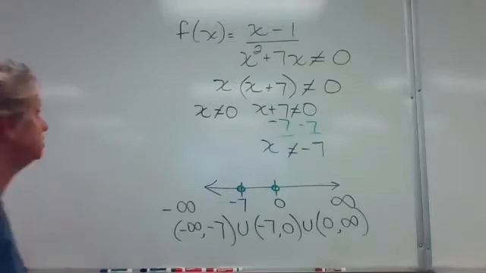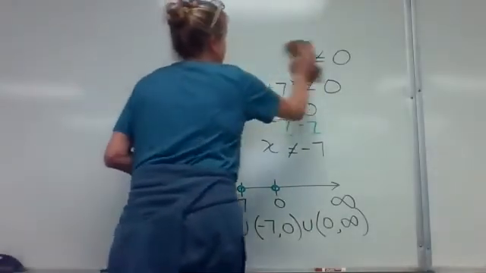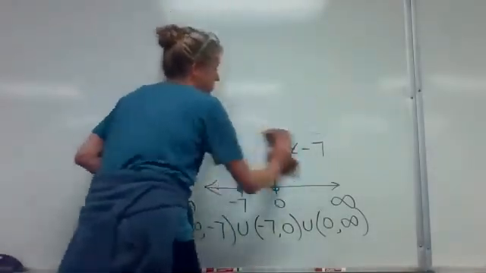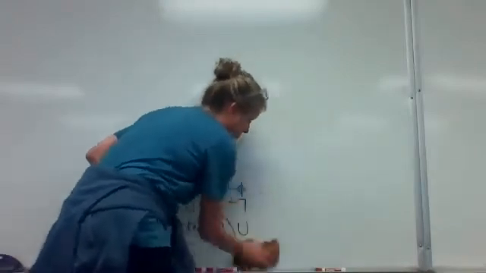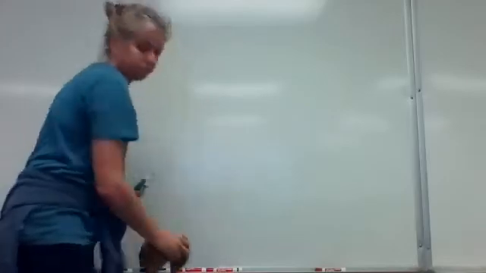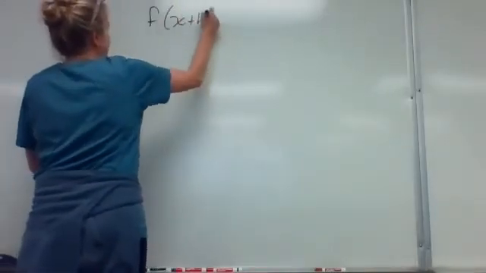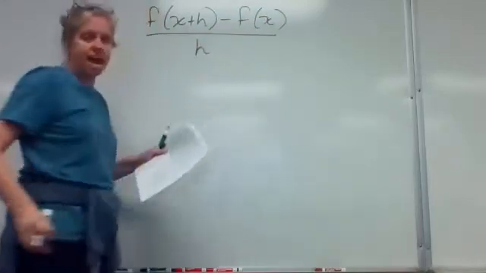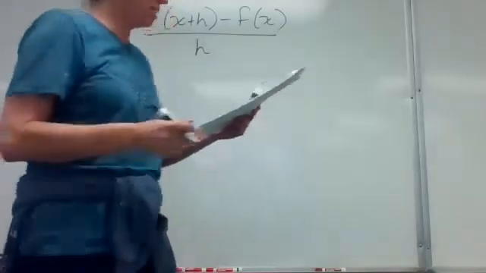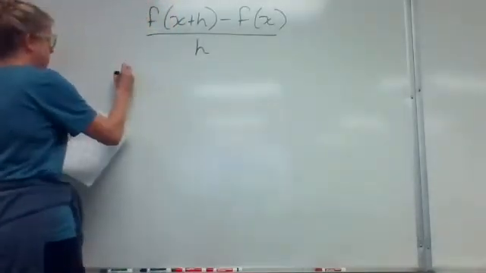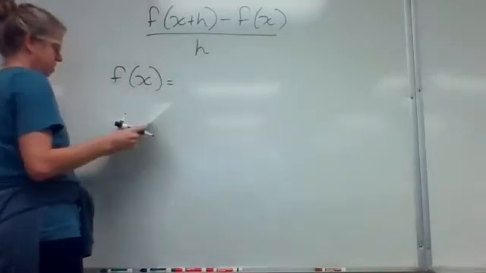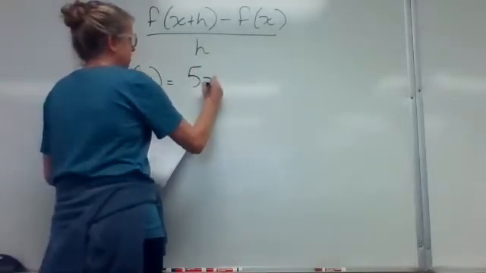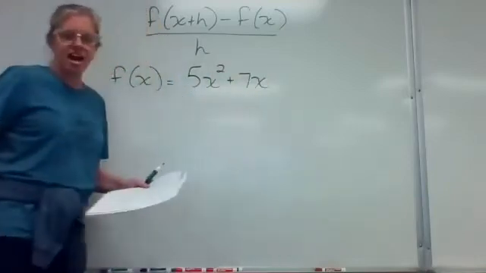All right, number 9. Number 9 is a difference quotient problem, which the difference quotient is f of x plus h minus f of x all over h. And this one says to construct and simplify the difference quotient for this function. F of x equals 5x squared plus 7x.